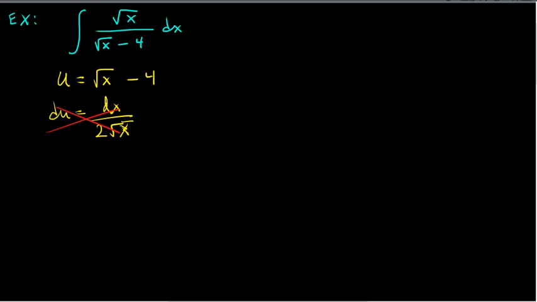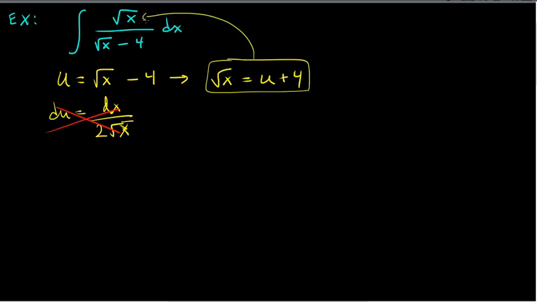Except it has to. The only other choice is u is just the square root of x, and I think that could work too. But this way I think works a little bit more directly. So here's what you have to do. Add the 4 to both sides. The square root of x is really u plus 4. And let's bring that to the numerator here. And the dx, so we did this right. I shouldn't have crossed it out. So du is 1 over 2 square root of x times dx. But what we should have done is multiplied both sides by 2 square root of x.